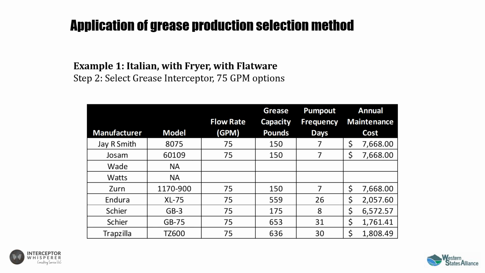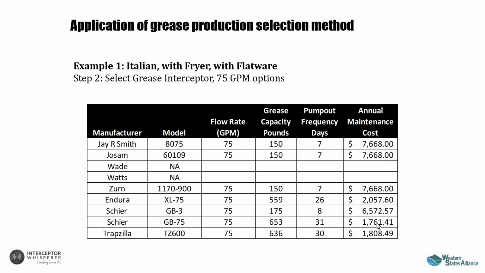And so we have to be aware that if we want to entice people to compliance, one of the ways we can entice them is by reducing the cost of compliance. And here's the way you do that. So let's drop down to some of these high capacity types, which is, well, this GB3 is not, as you can see, 175 pounds. This Endura XL 75 at 559 pounds would give us 26 days at just $2,000 a year.